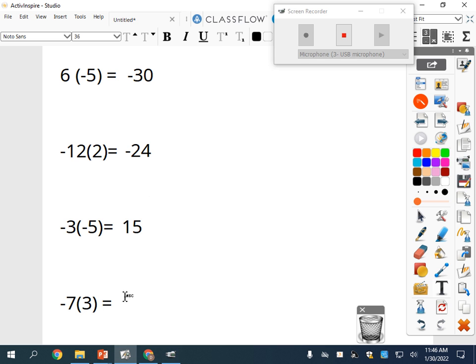Okay, look at this one. 7 times 3 is 21. Okay, and then this is negative and this is positive, so it's a negative 21. All right, so just some examples for you guys to look at.